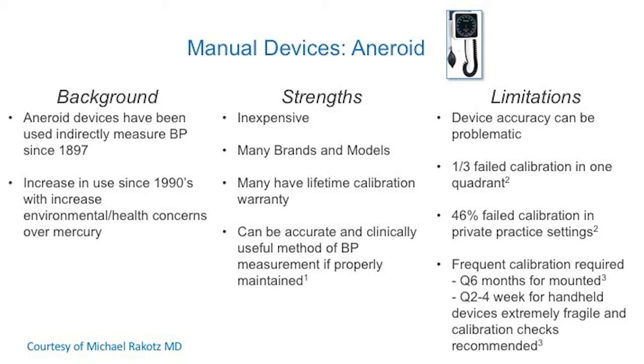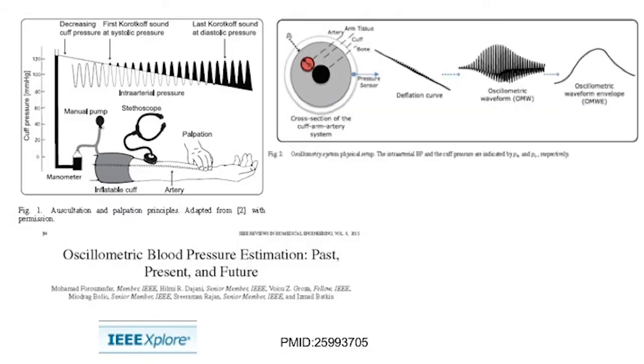So often these things are just not reading accurately enough, and this is the frequency with which they should be calibrated. So calibration issues and the moving parts in them, and just the amount of time, etc. These are important limitations that occur with aneroid things here.